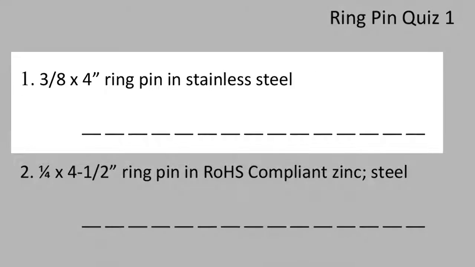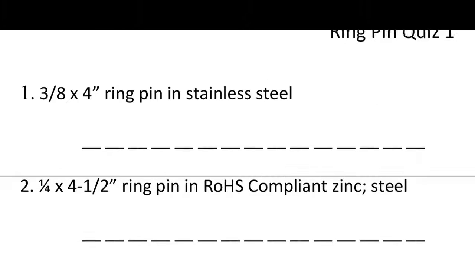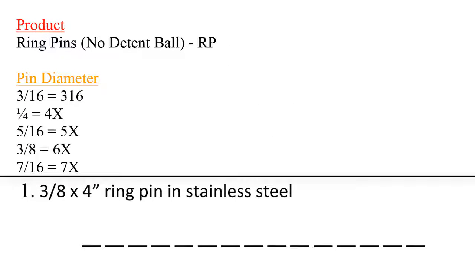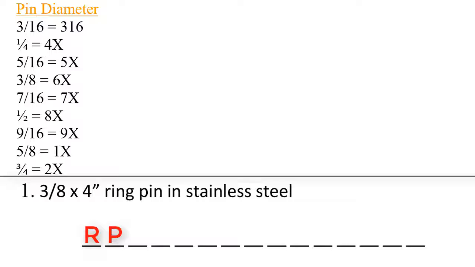Ring pin quiz. Number 1. 3/8 by 4 ring pin in stainless steel. Let's take a look at the part code guide. The product is going to be called out as an RP for ring pin. Next we move on to the pin diameter in orange. In number 1, 3/8 is the pin diameter. A 3/8 translates to a 6x. Enter 6x in spaces number 3 and 4.